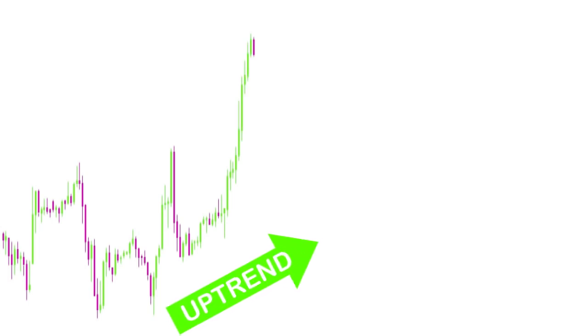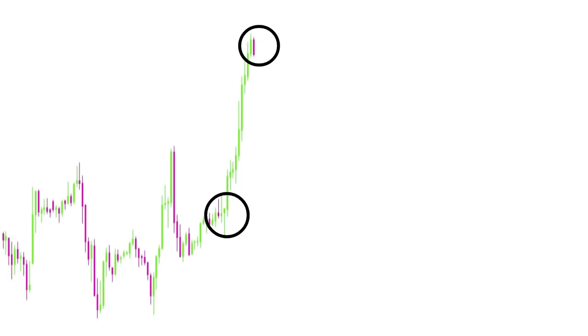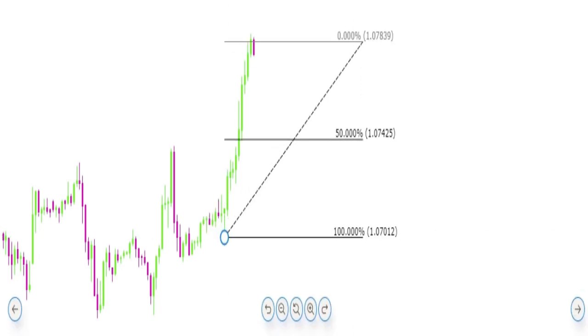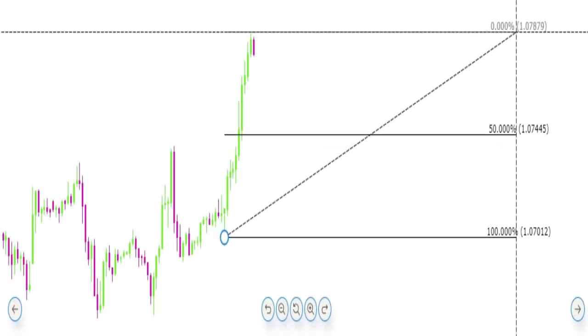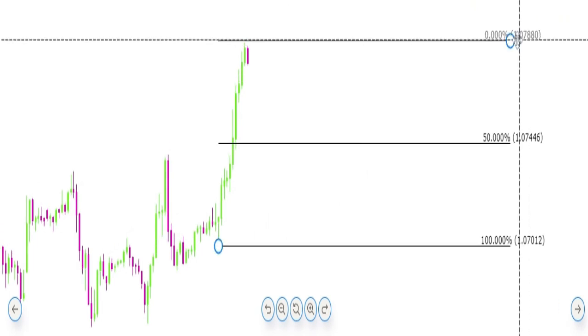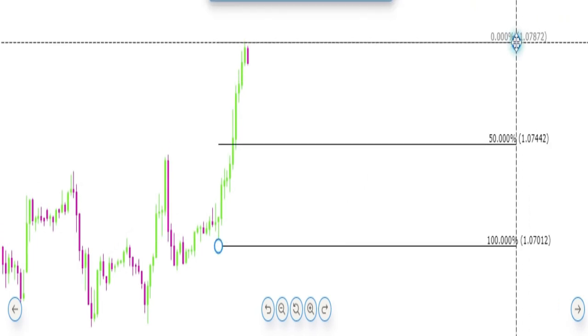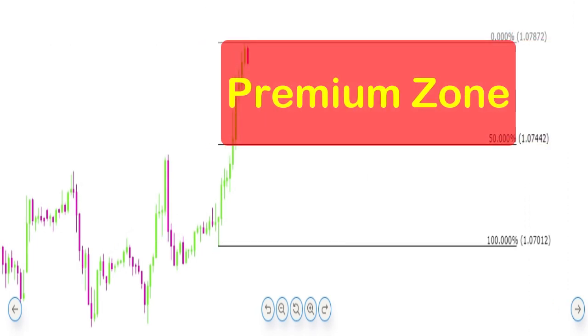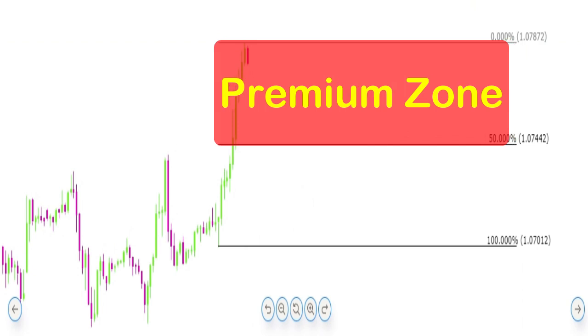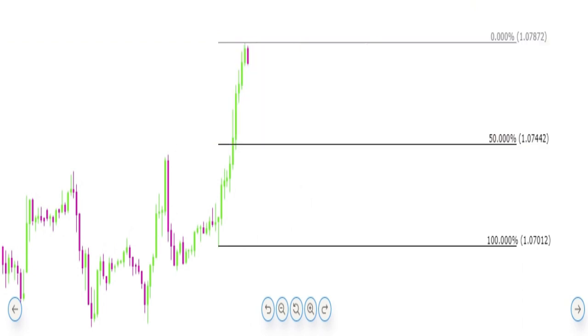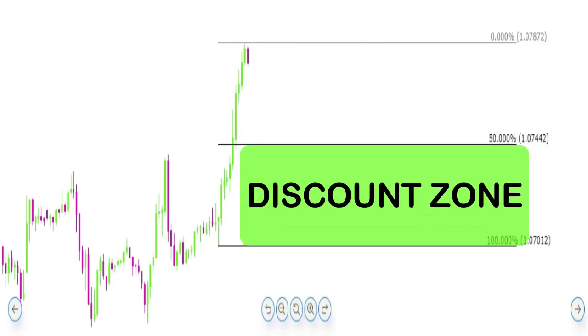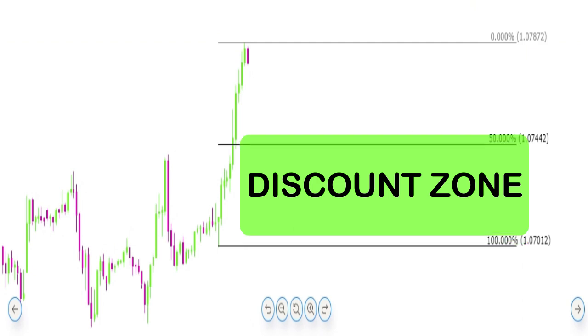So, here we can see that the market is in an uptrend. We would focus on the recent higher low and higher high to understand these concepts. We would draw the Fibonacci retracement level from this lower high to the higher high. The price is said to be in a premium zone when the price is above the 50% fib level. Similarly, the price is said to be in a discount zone when the price is below the 50% fib level.